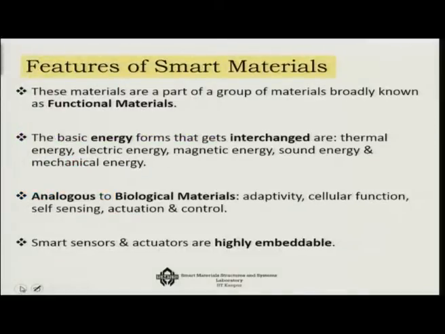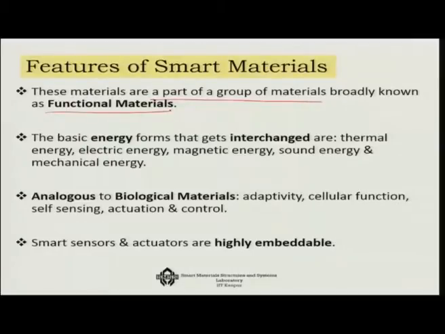Now, the first important thing is that smart materials are a part or a subgroup of a bigger group of materials which are broadly known as functional materials. So we have to understand what this means. Does it mean that not every material is functional, that there are materials which are non-functional? It's not like that. All materials have some function or other.